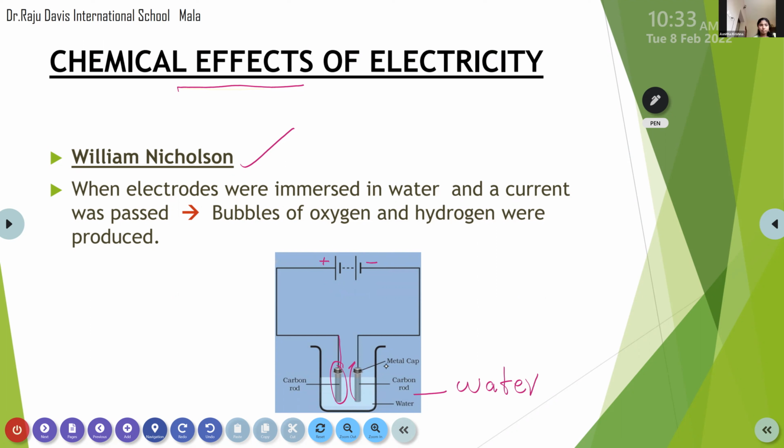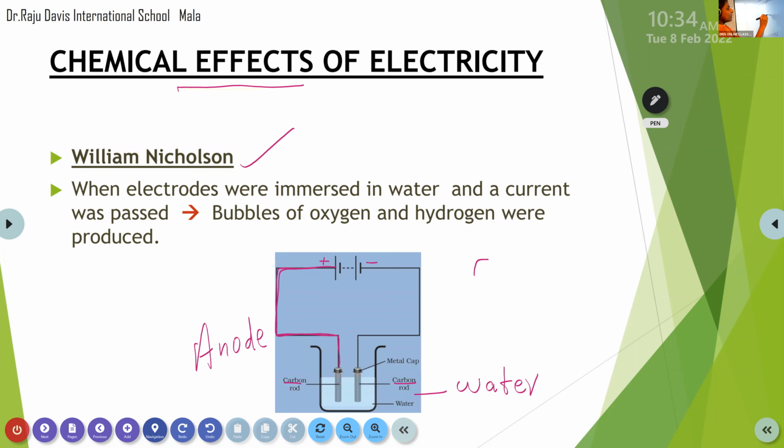So two metal rods are here, two same metal rods, carbon rods. Here also a carbon rod. And the metal rod that is connected to the positive side of the battery is known as the anode. Okay, clear? These are two electrodes, the two carbon electrodes.